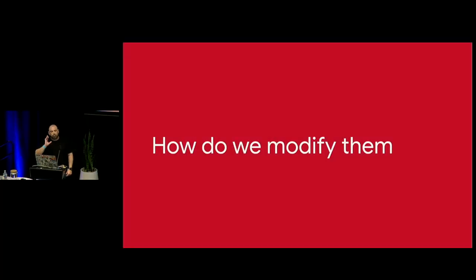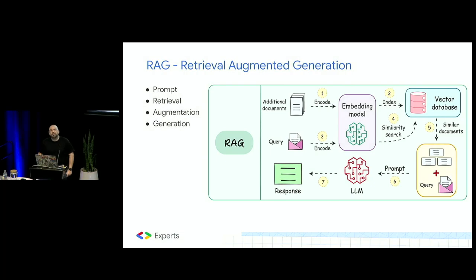Okay, cool. Now we know what they are, we understand the parameters, we know how they work in terms of architecture at least. So how do we modify them? How do we go about that? Well, there are two different ways that we can actually do this.